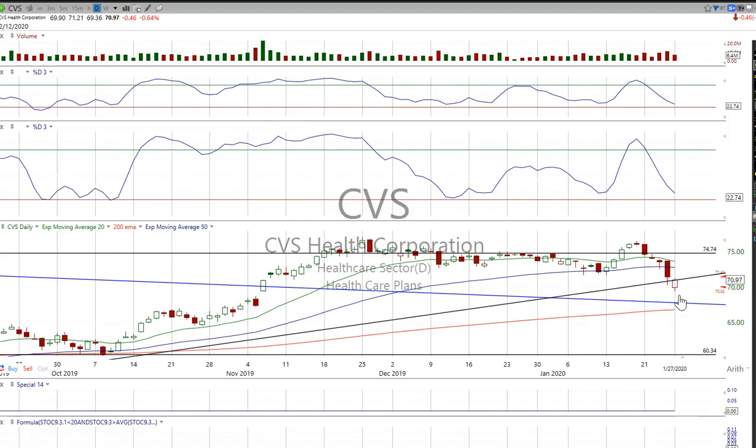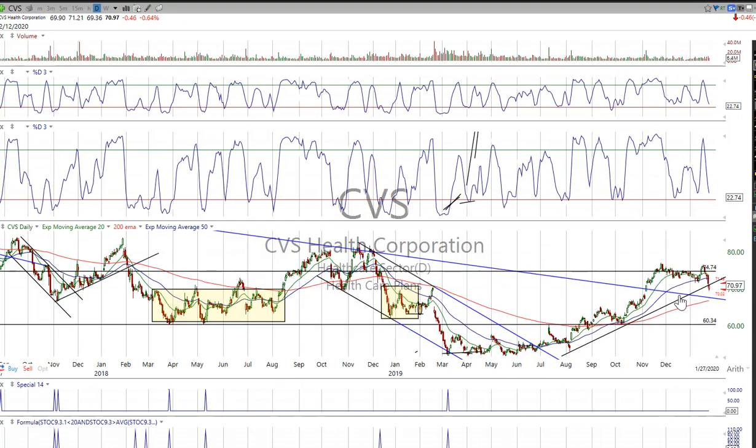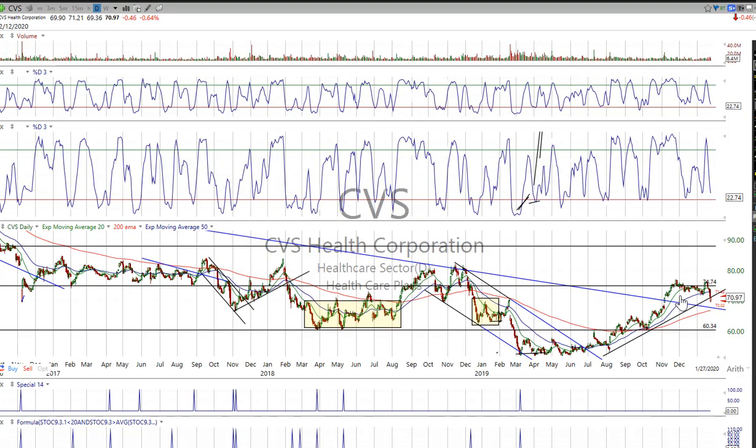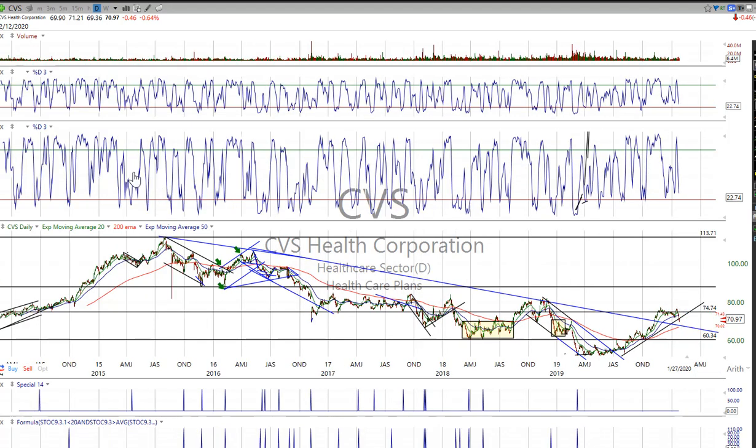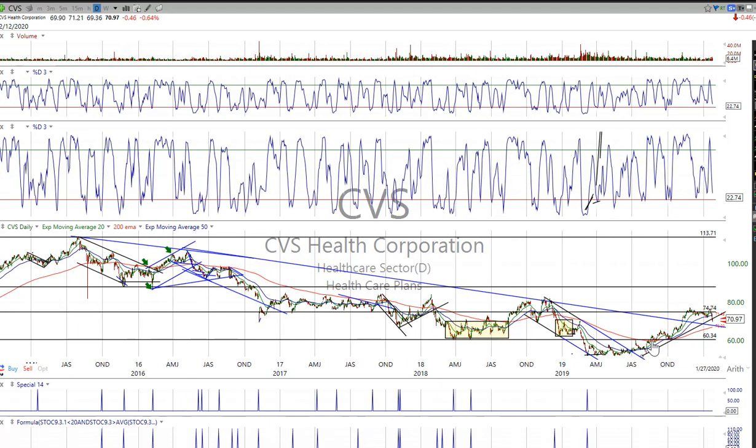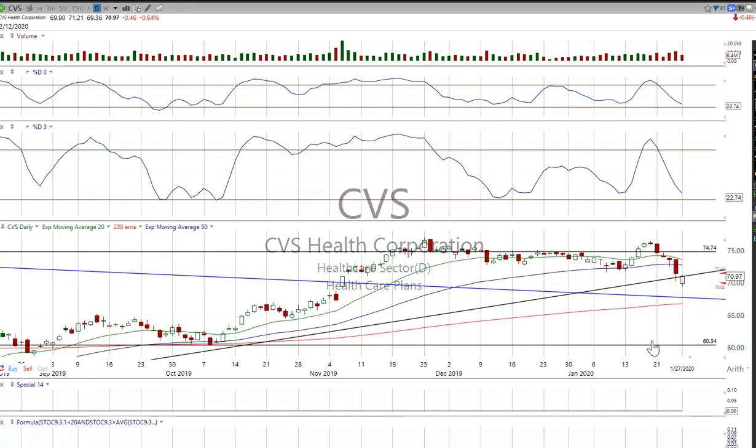We're almost oversold on the CVS. It got spooked with the Amazon news, but you can see there's a really long extended trend line down here, and we're almost tagging it on a retracement. So the 200 period moving average would be a good spot on that.